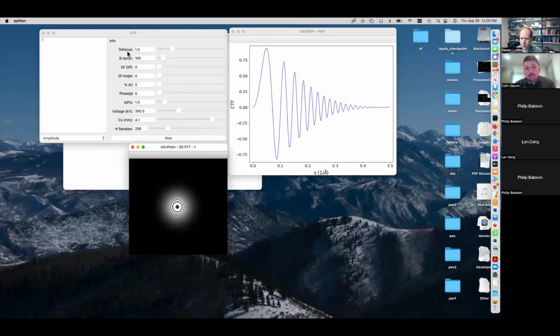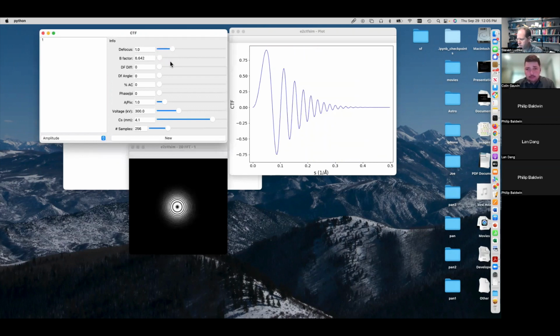So basically, we have a defocus and a B factor, right? So the defocus governs the spacing of the peaks, which is nonlinear, so it's not just a sine wave; it's a sine wave with a nonlinear x-axis. Then you get the B factor, which is how quickly the curve falls off. If we adjust the B factor like that.